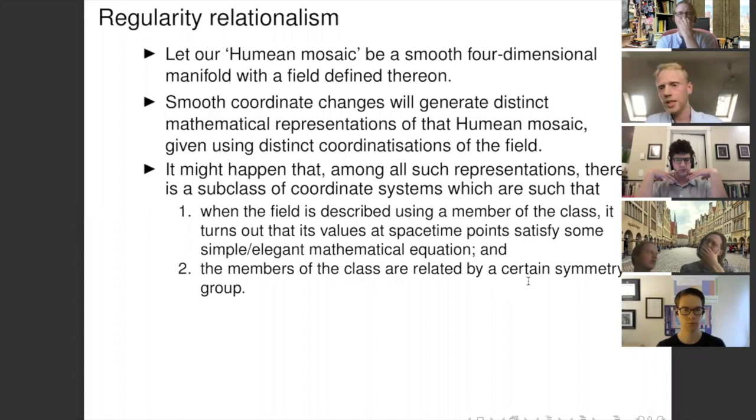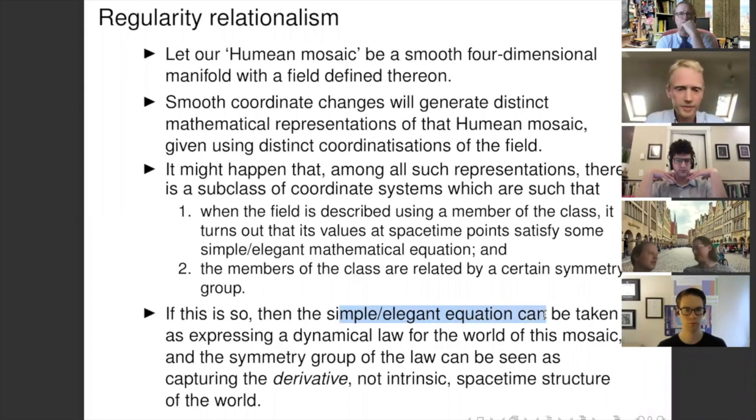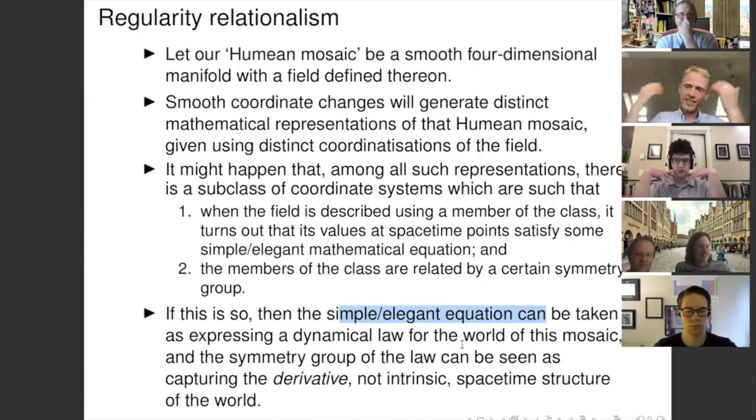If that's so, then you can take your simple slash elegant equation as expressing a dynamical law for the mosaic, a la the best systems account, and the symmetries of the equation, the transformations to which relate the descriptions in which your codification takes its simplest form, can be associated with a derivative space-time structure. You just say space-time is whatever shares the symmetries of my Mill-Ramsey-Lewis best systematization of the Humean mosaic. So you start off with your mosaic, you extract laws of nature, but then you look at the symmetries of the laws of nature that you've extracted, and you associate that with a space-time structure, which is understood as being derivative. That's the idea behind this regularity relationalism.